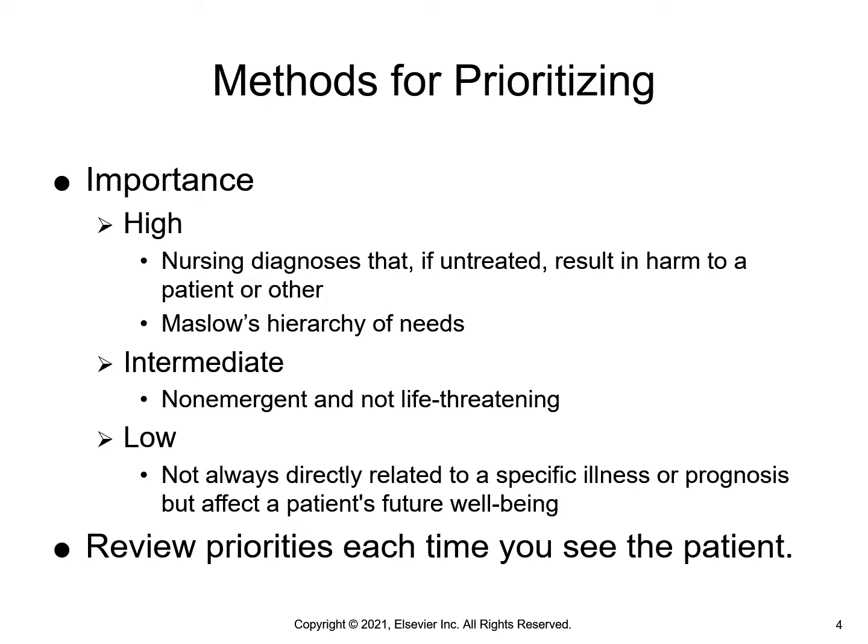Nursing diagnoses that, if untreated, can result in harm to a patient or to others have high priorities: airway, circulation, breathing, safety, and pain. We prioritize our nursing diagnosis because we consider immediate needs based on airway, breathing, circulation. Highest priority can also be determined by using Maslow's hierarchy of needs, in that the physiologic needs are necessary for the occurrence of life.